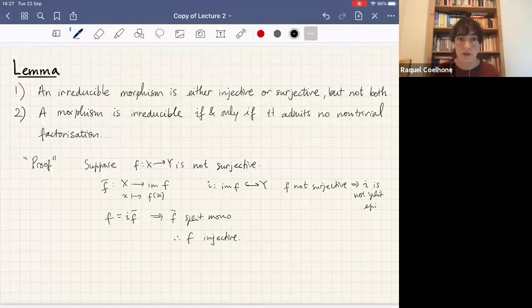The second statement we can prove similarly. And it says that a morphism is irreducible if and only if it admits no non-trivial factorization. So really, as I said, they are somehow the simplest morphisms. They will be the building blocks of the morphisms.